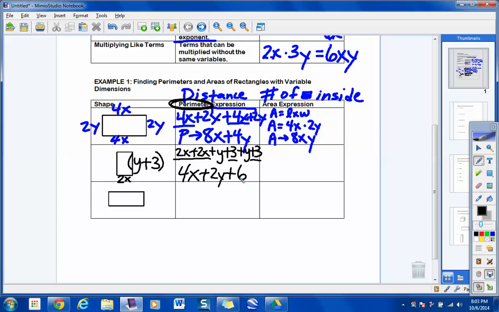Area-wise, your length times your width. Your area is going to be the length of 2x. And again, anywhere where you have a y plus 3, put parentheses around it. Now, under multiplication rules, I told you earlier in this chapter, do not ever forget about the distributive property because that's what we're going to do. We're going to take 2x times y here to get an area expression. Simply put, it's 2xy. And then the 2x times the plus 3 is going to be a positive 6x. So your expression on area is 2xy plus 6x.